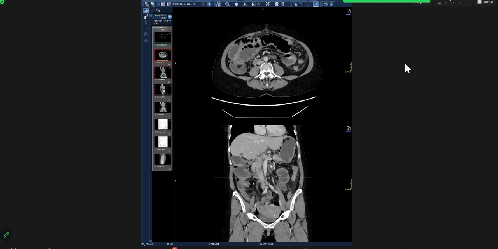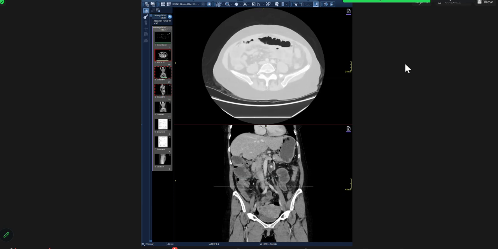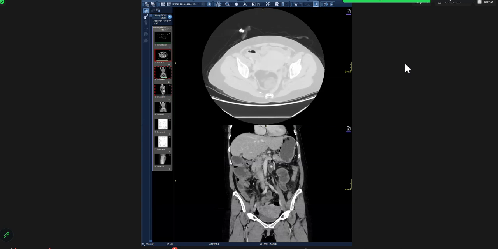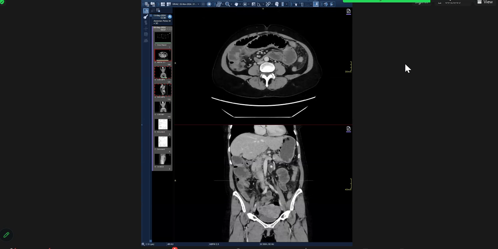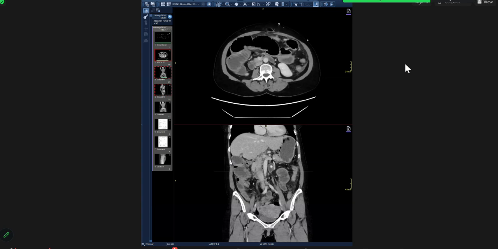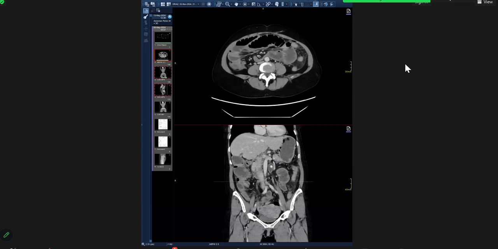Okay, so I want to see the lung window too, to see any perforation. I cannot see any free air outside the bowel loops to suggest that there is any perforation. So the patient came in emergency with severe abdominal pain.